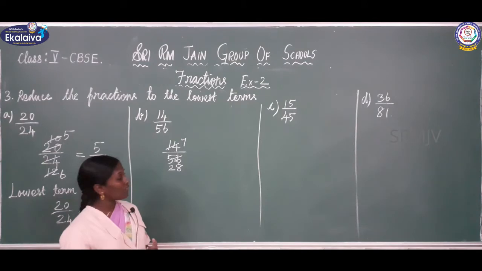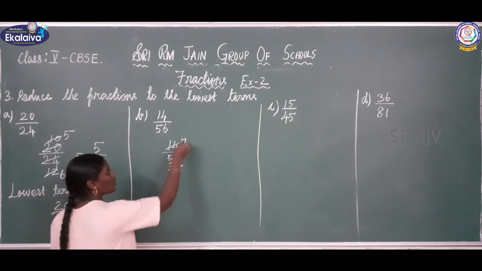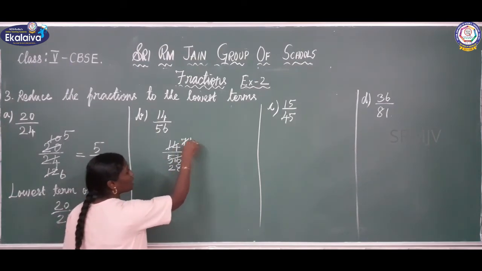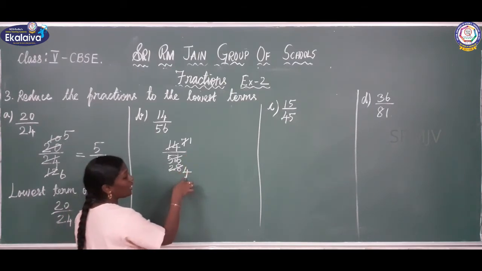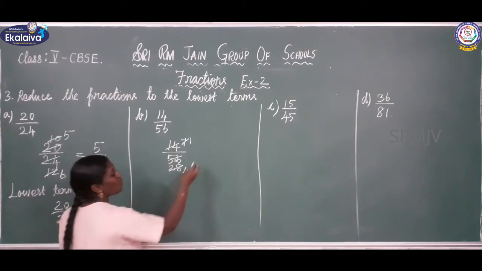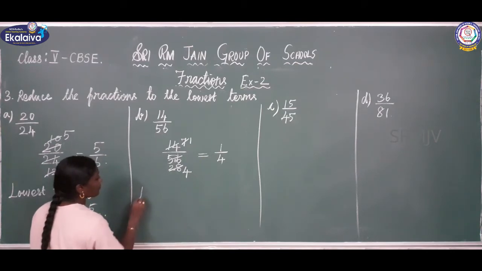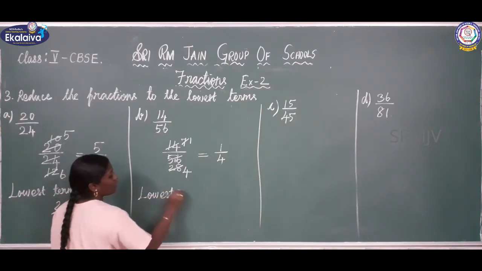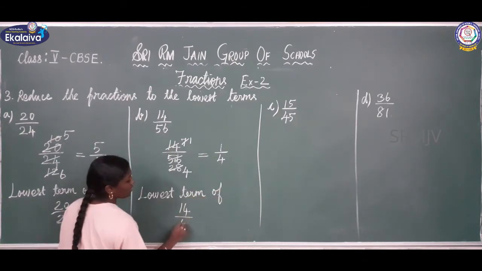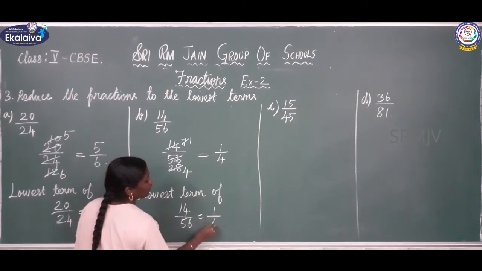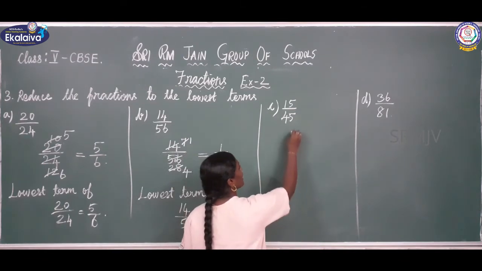7 and 28 are having 1 and 7 as common factors. So we can reduce it again. In 7 table 1 time. In 7 table 4 times. Now we got 1 and 4. For 1 and 4, 1 is the only common factor. So 1 by 4 is the lowest term. Lowest term of 14 by 56 is 1 by 4. Was it clear, children? Then the next fraction is 15 by 45.